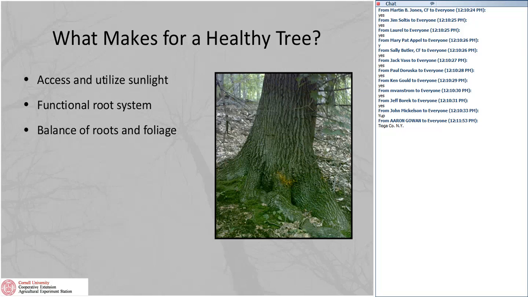And related to that, you're looking for a balance of roots and shoots, or roots and foliage. A lot of times, and I'll show some pictures in just a few minutes, as trees have stresses, the way they illustrate that they're under stress is by dieback. That's often not damage to the crown per se, but a problem of imbalance between the roots and the shoots.